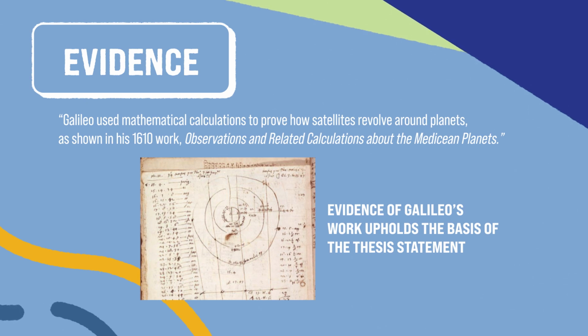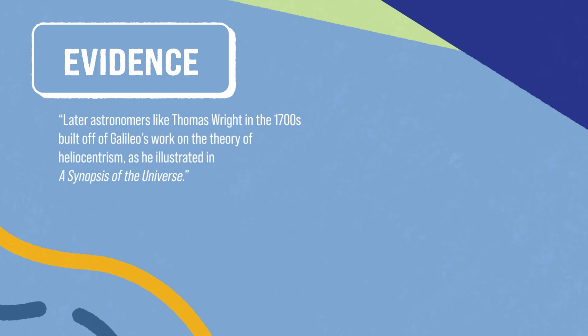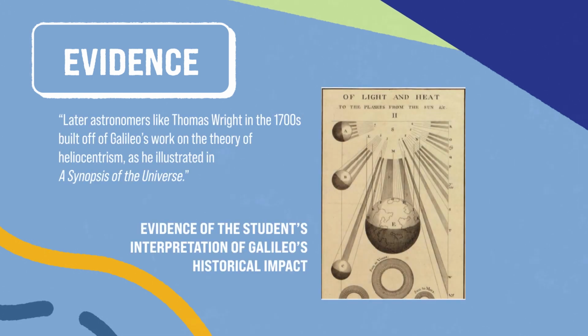But they'll also be asked to support the other parts of the thesis about the impacts of their topic. How do we know that he influenced others? Do they mention him? Do they build off of the same work that he did? How is our knowledge of space today built off of Galileo's work? And it is crucial that they include evidence, whether that is an image, a quote, a summary of a text, plus their analysis. How does this source support what I am saying?